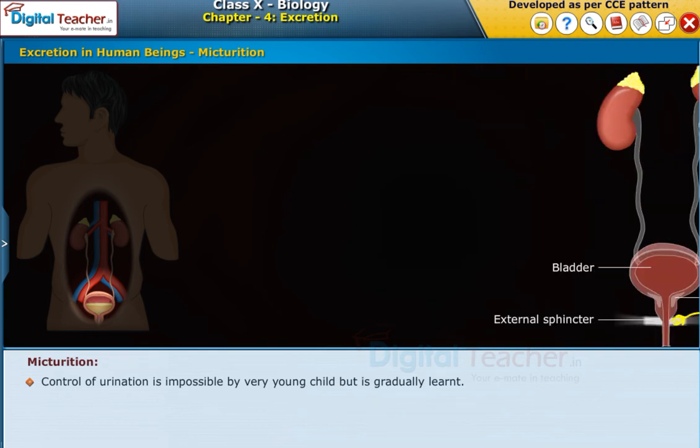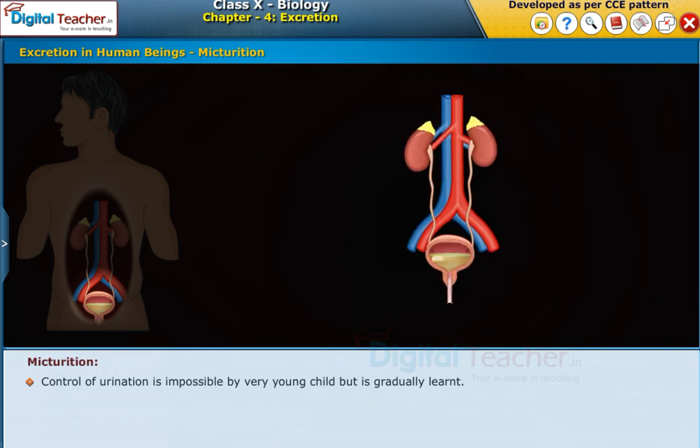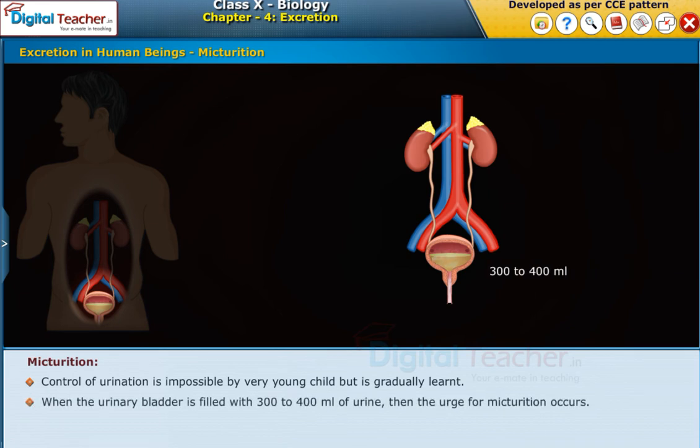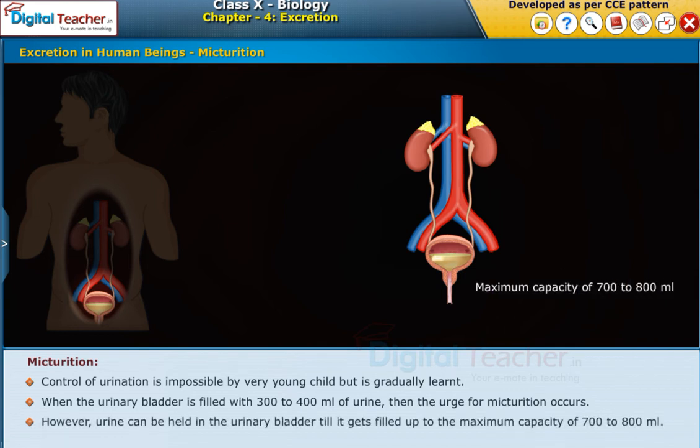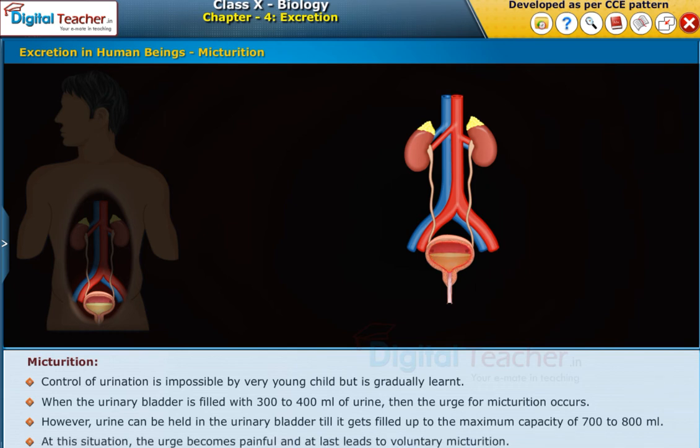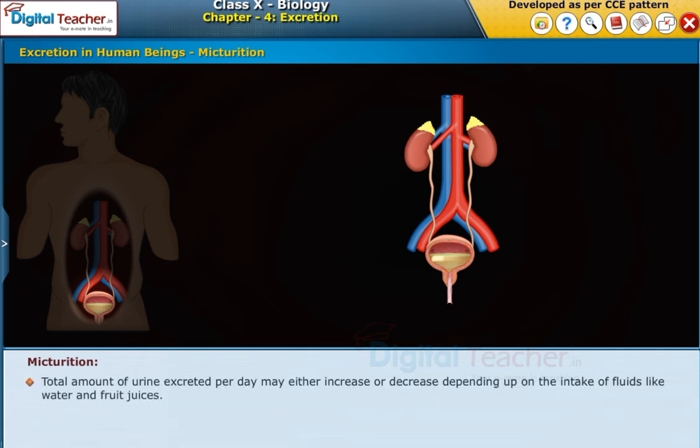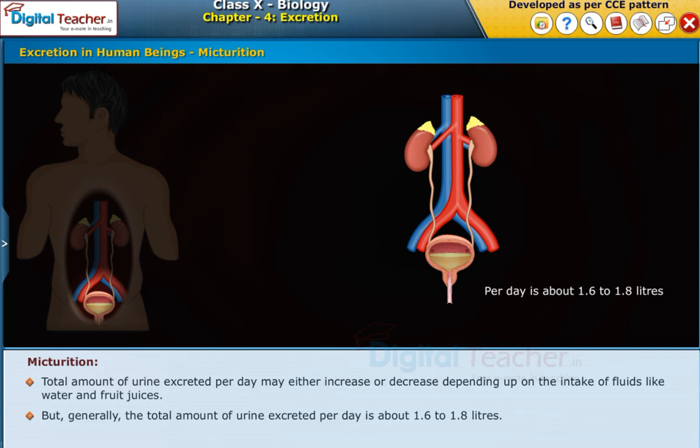Control of urination is impossible for a very young child but is gradually learned. When the urinary bladder is filled with 300 to 400 ml of urine, the urge for micturition occurs. However, urine can be held in the urinary bladder till it gets filled up to the maximum capacity of 700 to 800 ml. At this situation, the urge becomes painful and at last leads to voluntary micturition. Total amount of urine excreted per day may either increase or decrease depending on the intake of fluids like water and fruit juices. But generally, the total amount of urine excreted per day is about 1.6 to 1.8 liters.